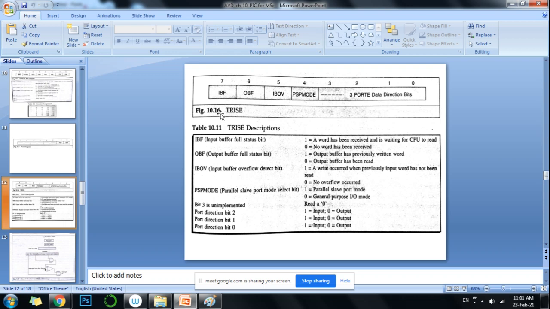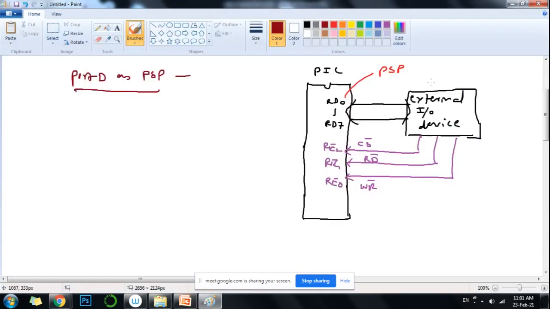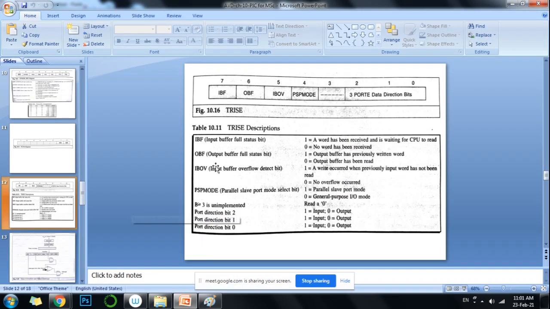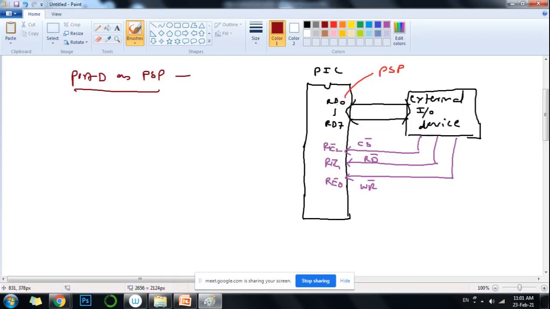For example, the bits are as usual input buffer full and output buffer full. Whenever the external device sends data to this port by generating a write bar pulse, the input buffer full bit will be set. It will tell the CPU that data is available in this port, and then the CPU can read the data and save it in some memory location.